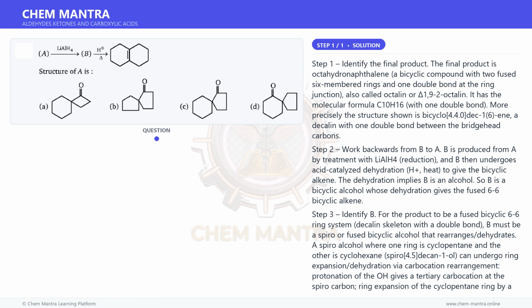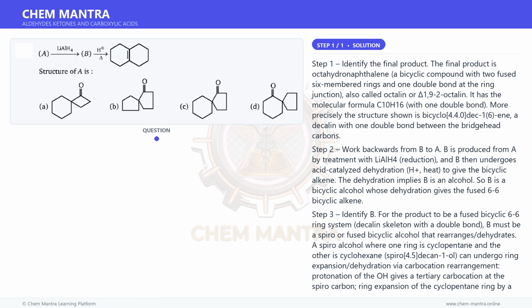Step 5. Verify the rearrangement. Spiro[4.5]decan-1-ol, from reduction of spiro[4.5]decan-1-one, under acidic conditions, the tertiary spiro carbocation forms, the cyclopentane C to C bond migrates, ring expansion, to give a bicyclo[4.4.0] decalin carbocation. Elimination gives delta-1,9-octalin, matching the shown product.